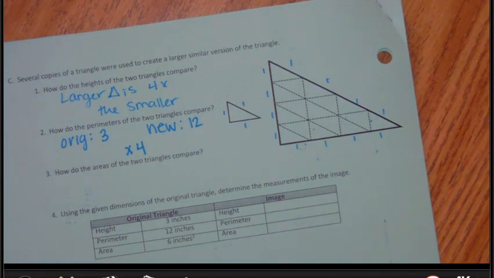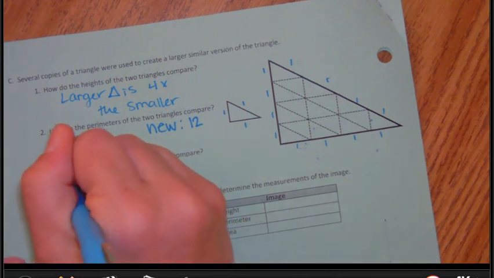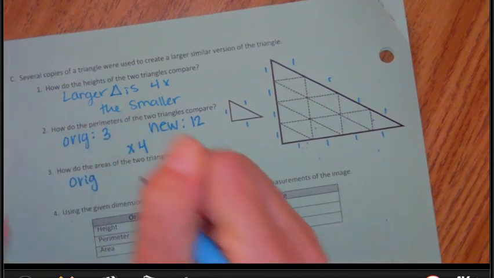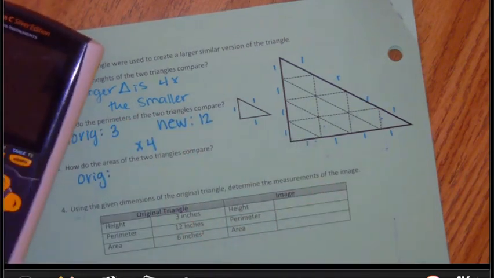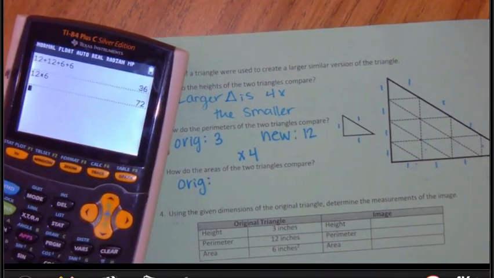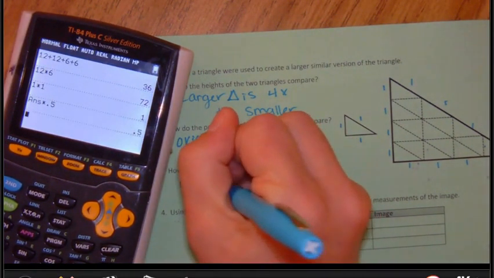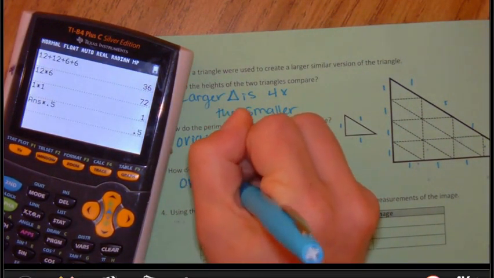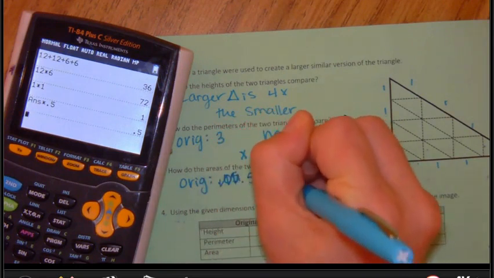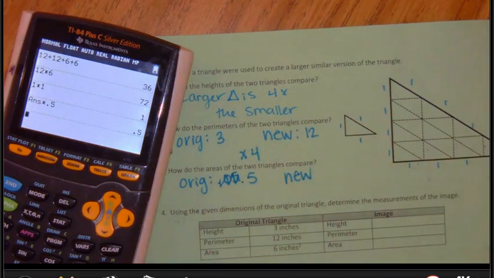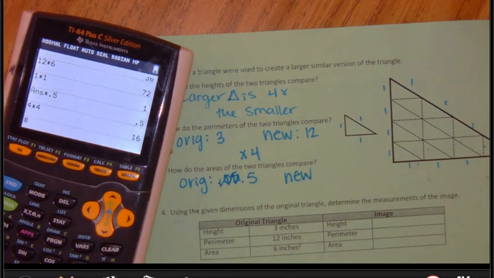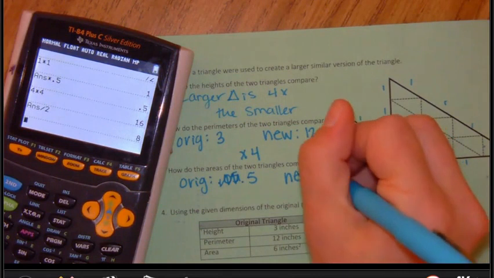How does the area of the two triangles compare? Well, let's take a look. My original, okay, so think about it. To find the area of a triangle, it's 1/2 base times the height. So 1 times 1 times 0.5. Well, my original area is 0.5. My new area, well, it's a 4 by 4, so 4 times 4 divided by 2, okay, is 8.